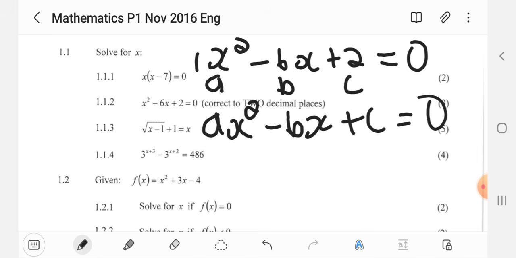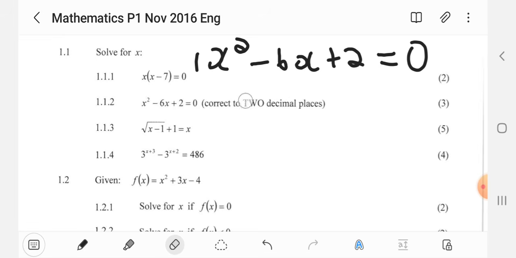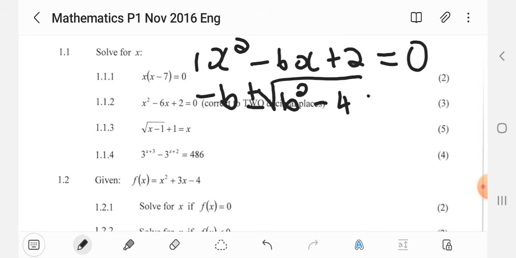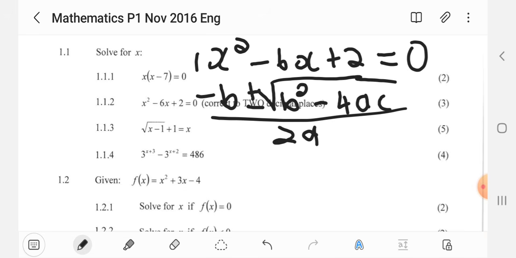Okay, which is what? The quadratic equation. So we have the formula, which says negative b plus or minus the square root of b squared minus 4ac, all over 2a. So this is the formula.